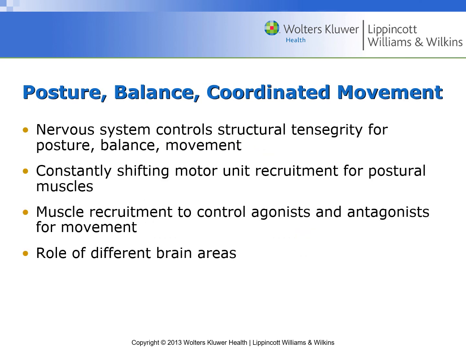The nervous system controls structural tensegrity for posture, balance, and movement. It is constantly shifting motor unit recruitment for postural muscles. The central nervous system is responsible for muscle recruitment to control the agonist and the antagonist for movement. The role of the brain differs according to the area of movement.